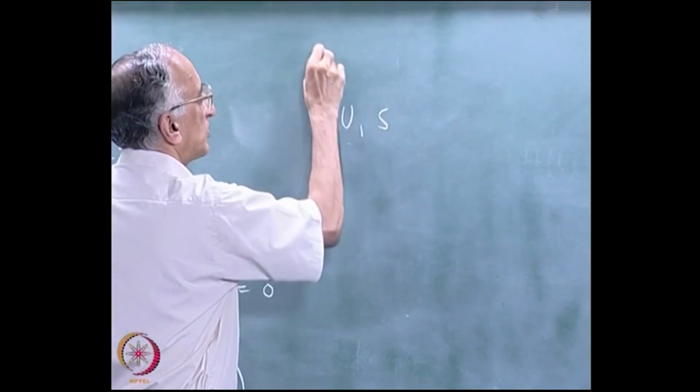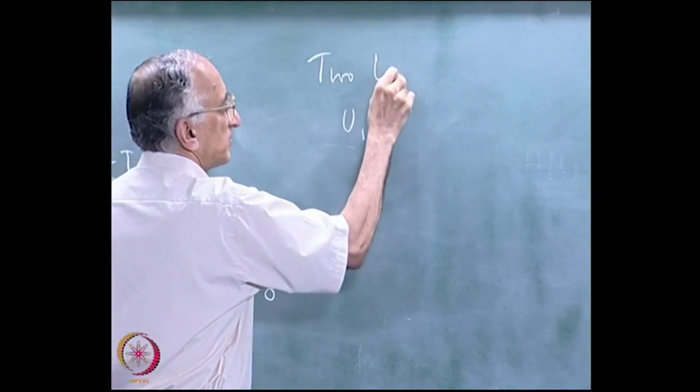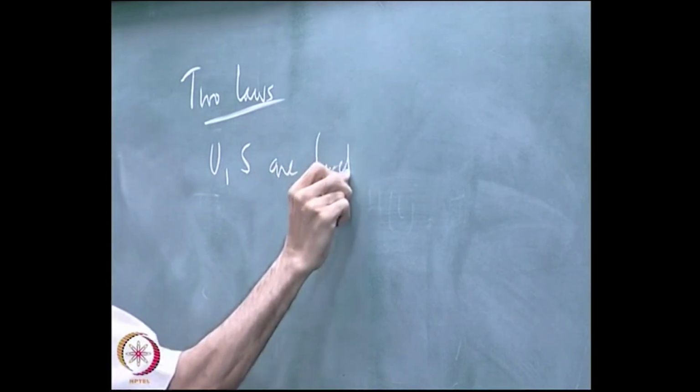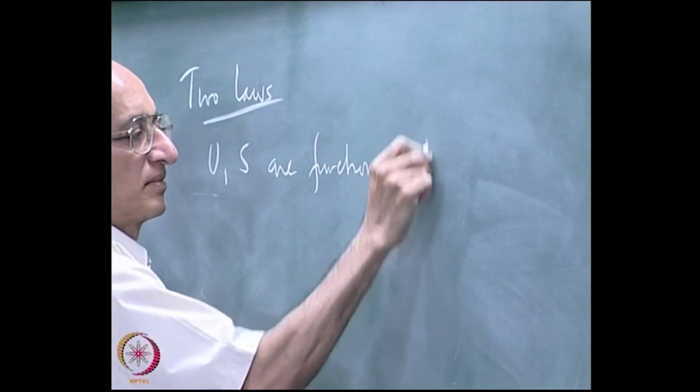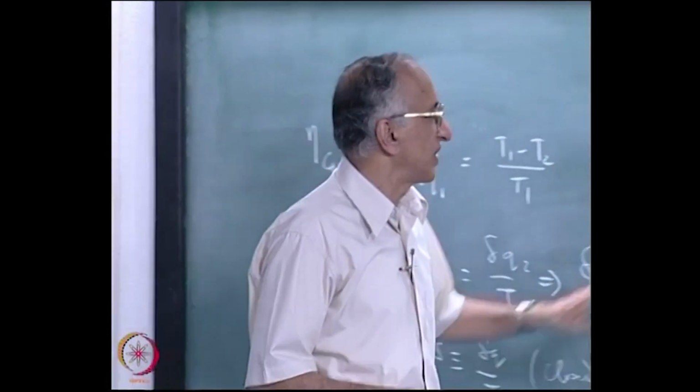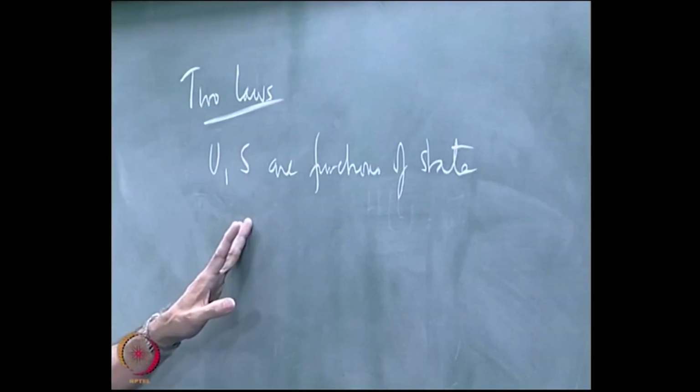We have just discovered the two laws are simply two statements. U, S are functions of state. With that you have all the classical derivations in essentially all of mechanical engineering, all of heat work conversion devices. All the results can be derived by just making this statement.